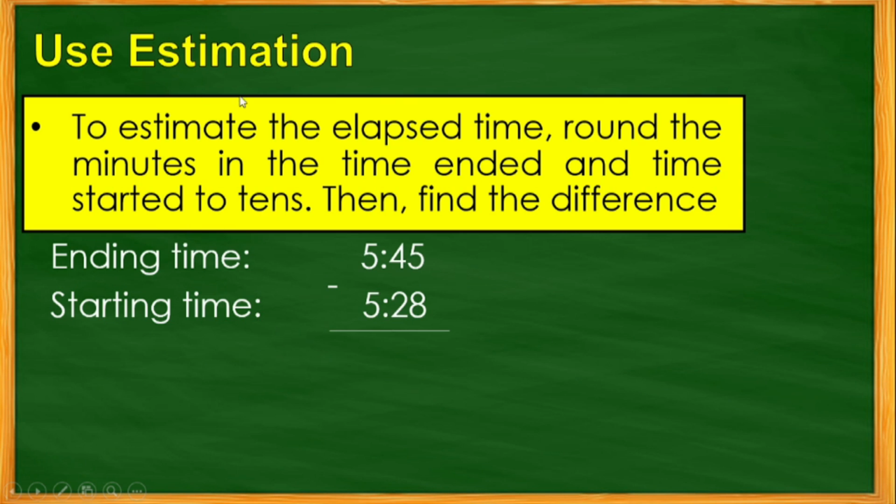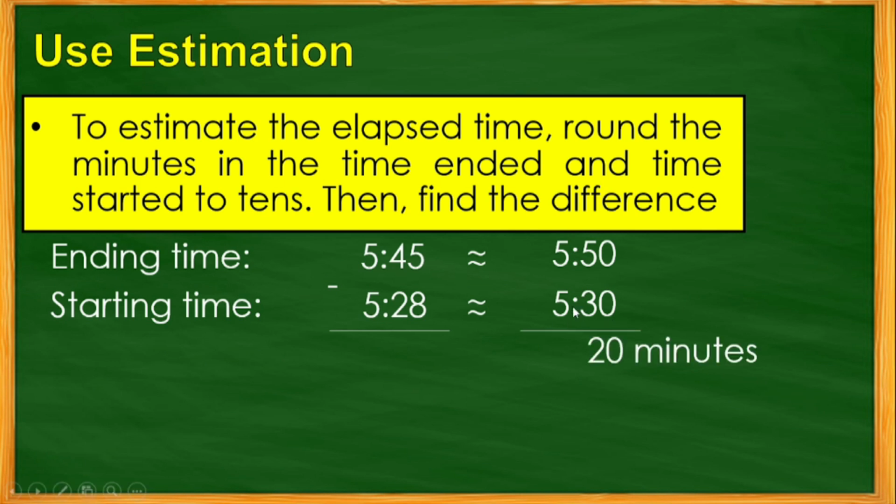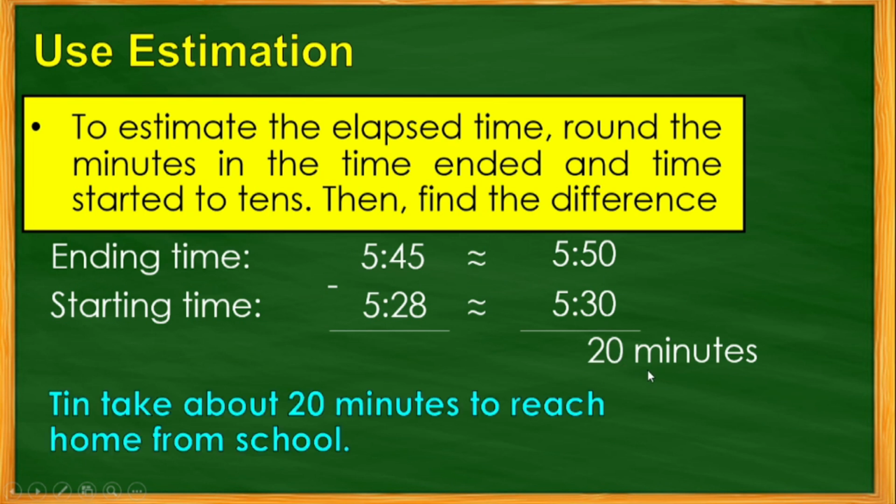So again, to estimate, we're going to round the minutes in the time ended and time started. Approximately, we're going to round this one into 5:50. Then approximately, we're going to round this one into 5:30. Then subtract, find the difference. So 50 minus 30, the answer is 20. So the estimated time is that Teen took about 20 minutes to reach home from the school.